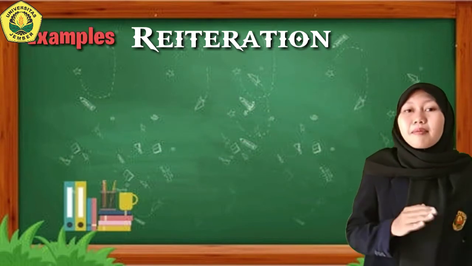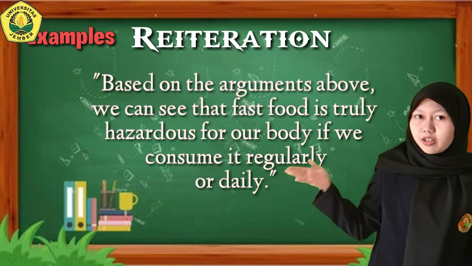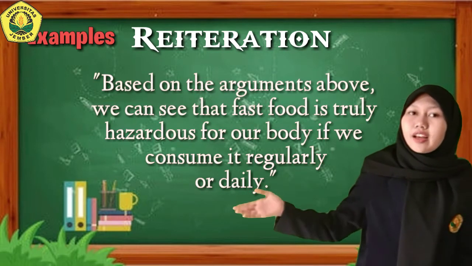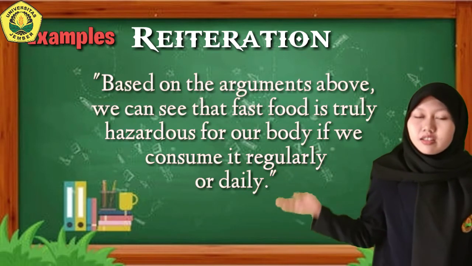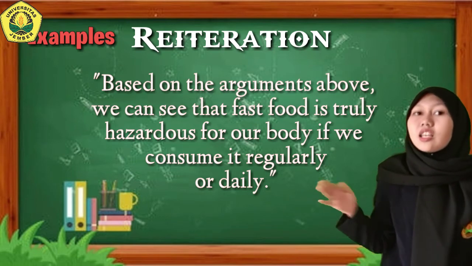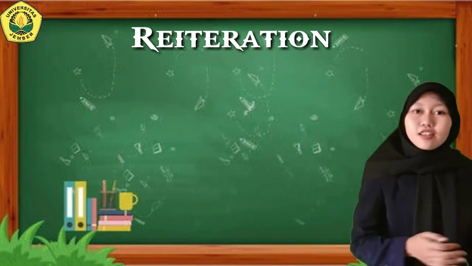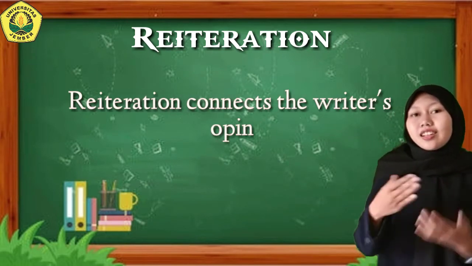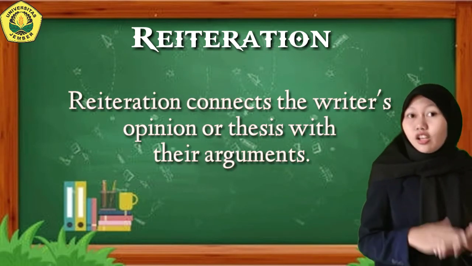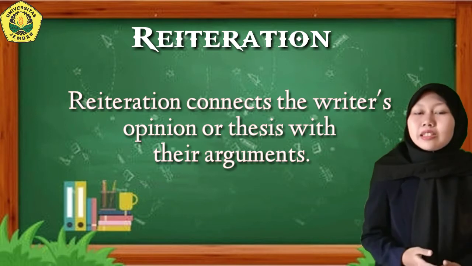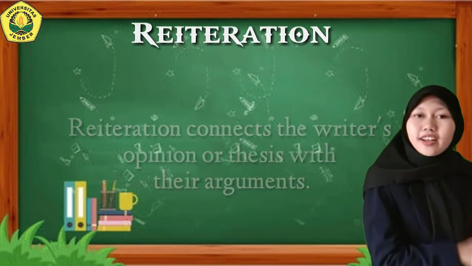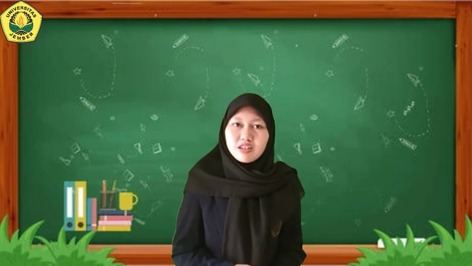For example, based on the arguments above, we can see that fast food is truly hazardous and dangerous for our body if we consume it regularly or daily. So, reiteration connects your thesis, your opinions, with the arguments and evidence that you have provided for your readers. Okay, so that's the generic structure of analytical exposition text.